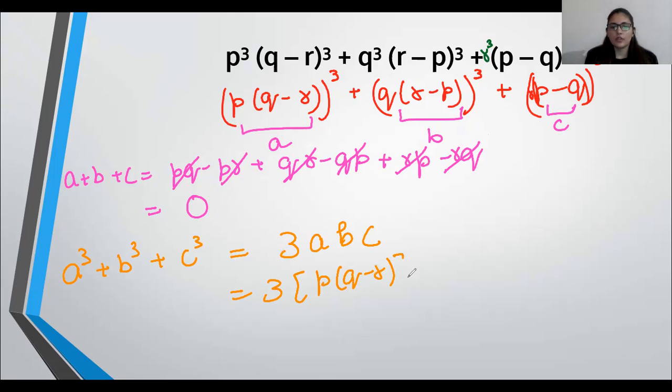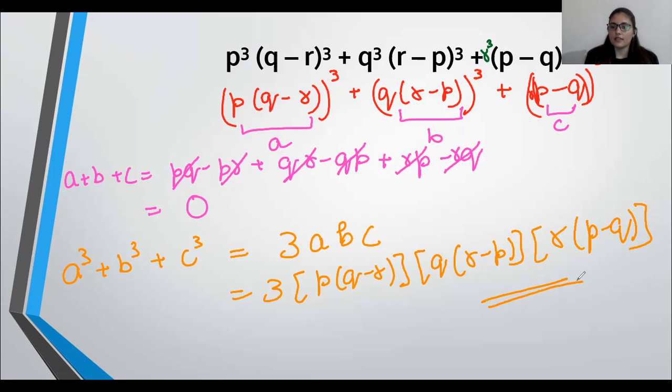The same thing you're going to write once again within brackets. Everything should be inside brackets. There is no need to open the bracket. And R P minus Q, and this is your answer. So if A plus B plus C you are getting 0, then you can apply the result. So AQ plus BQ plus CQ will be 3ABC, 3 times A, B, C.